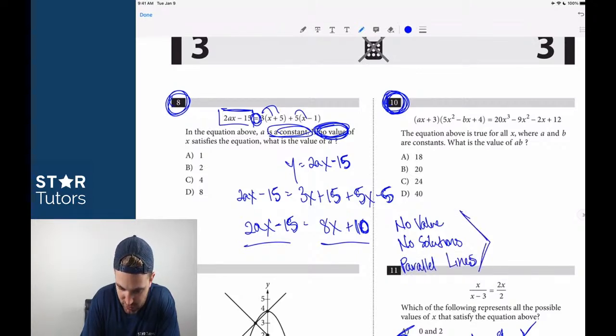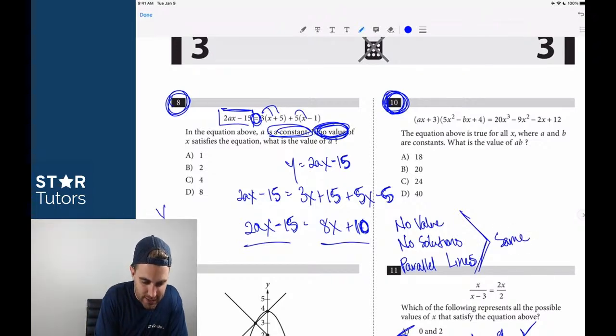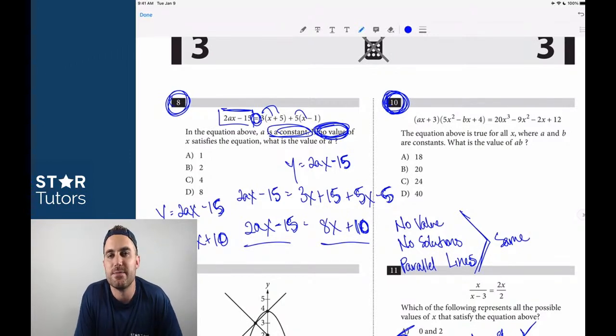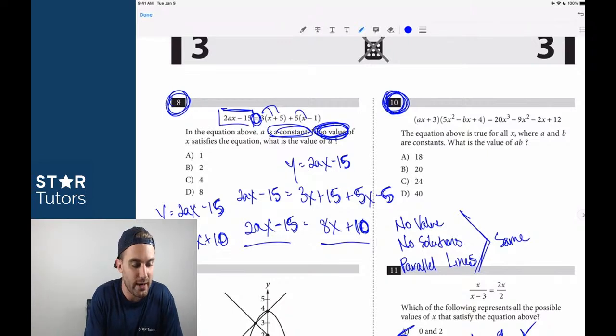Okay? This is all the same stuff as it relates to linear equations. We can see that we line this up: y equals 2ax minus 15, and y equals 8x plus 10. Okay? And right now, the parallel lines mean that they have the same slope but different y-intercepts. Shashank, watch this. Be careful, right?